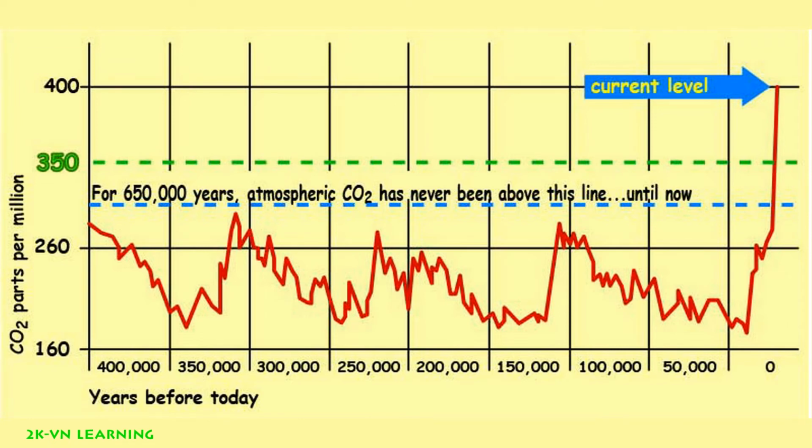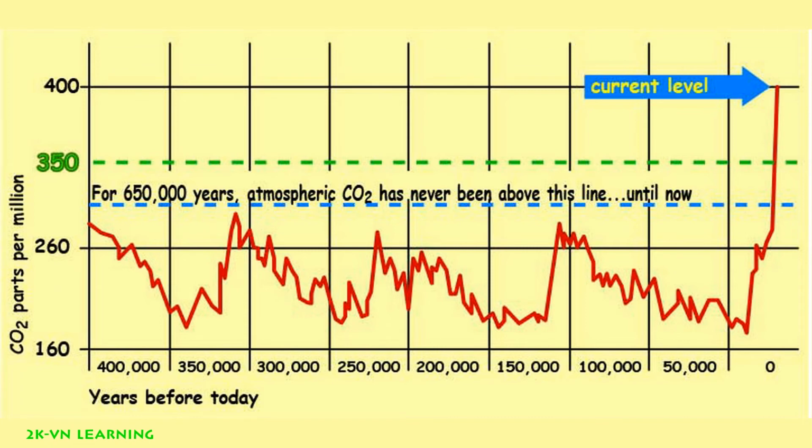400,000 years ago, the number of ppm started between 260 and 350. Then it began to drop until 350,000 years ago. It began to go up again, but then dropped at the end of 300,000 years ago. But at 250,000, it went up to 260 ppm.